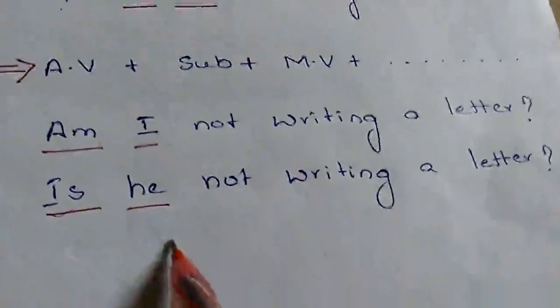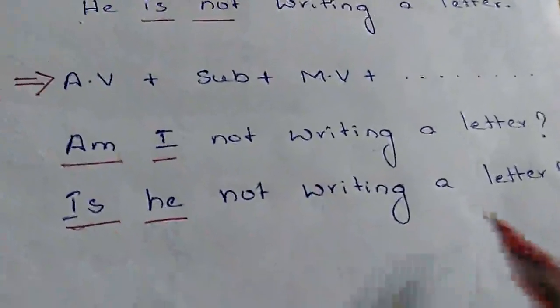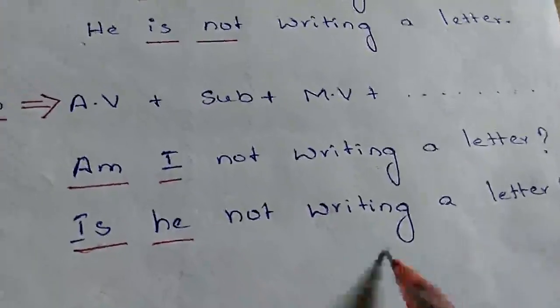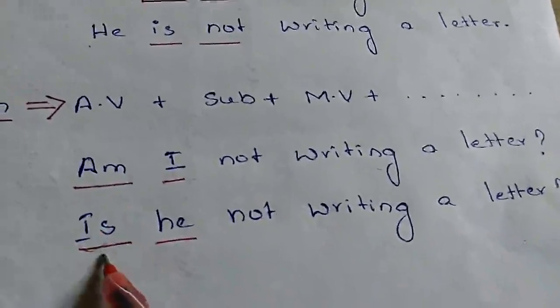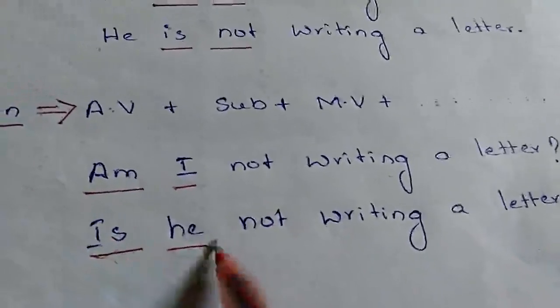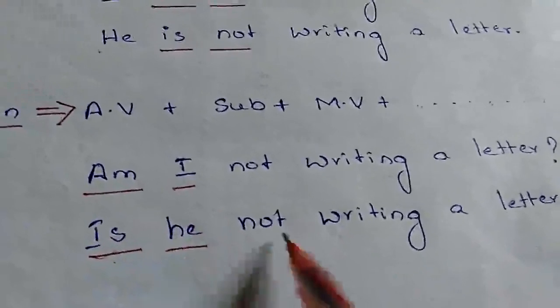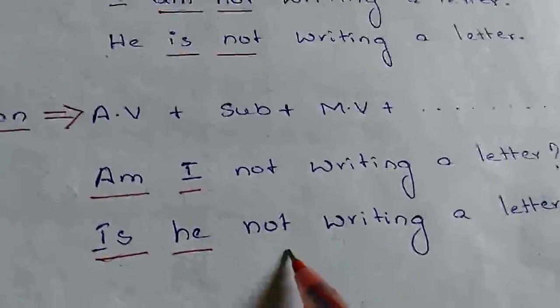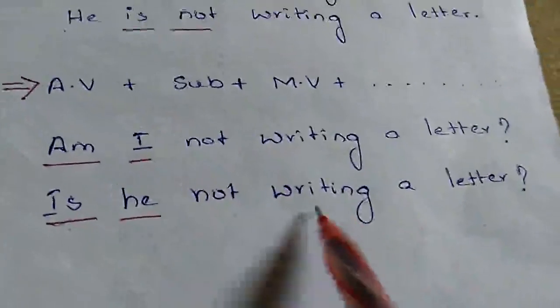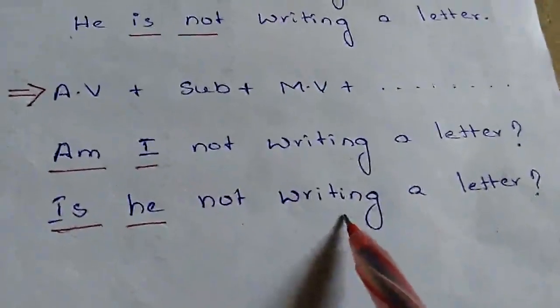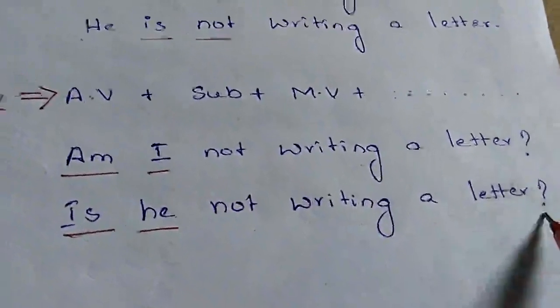And if you want a positive question, is he writing a letter? Is the auxiliary verb which is used to frame a question now. He is the subject of the sentence, and not indicates a negative state, like a negative question. Writing is the main verb that is used in the present participle form.